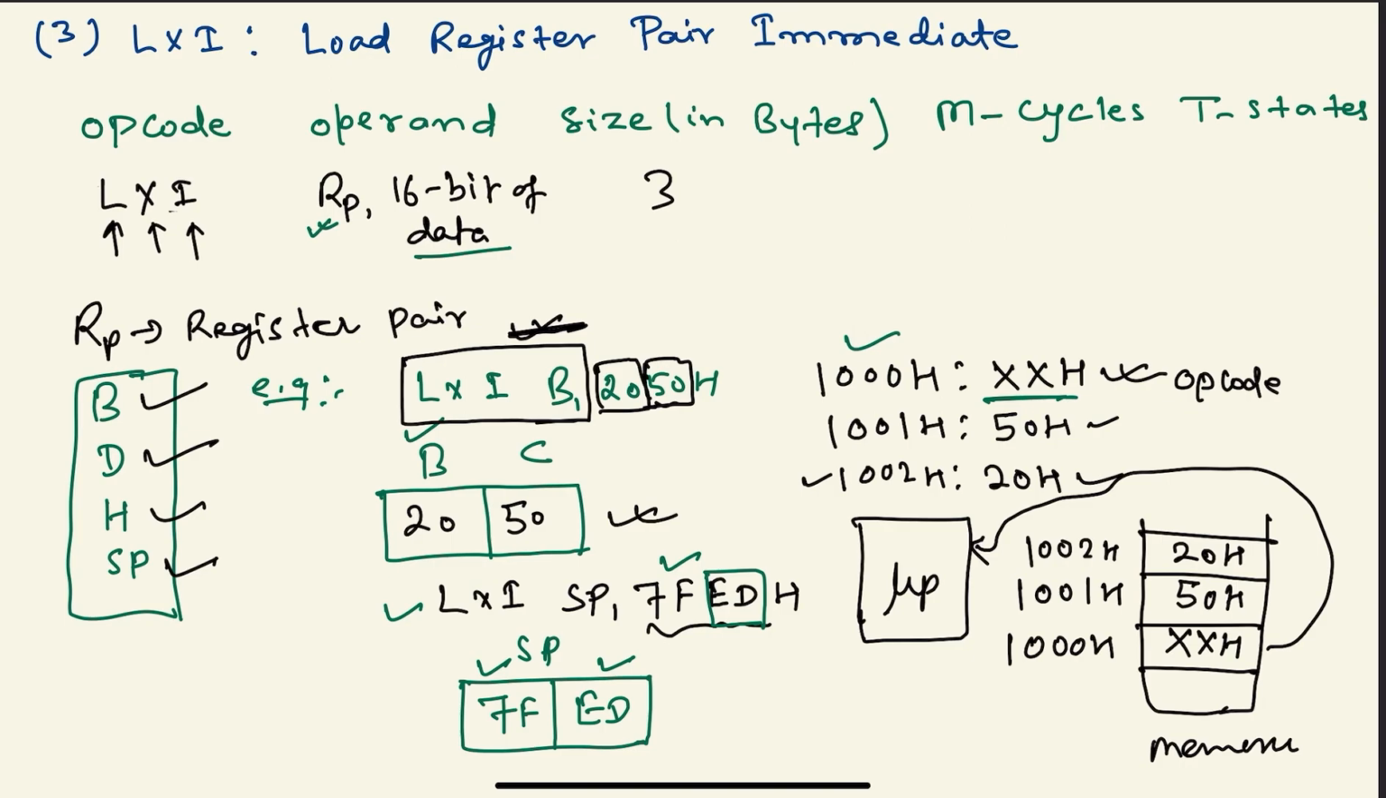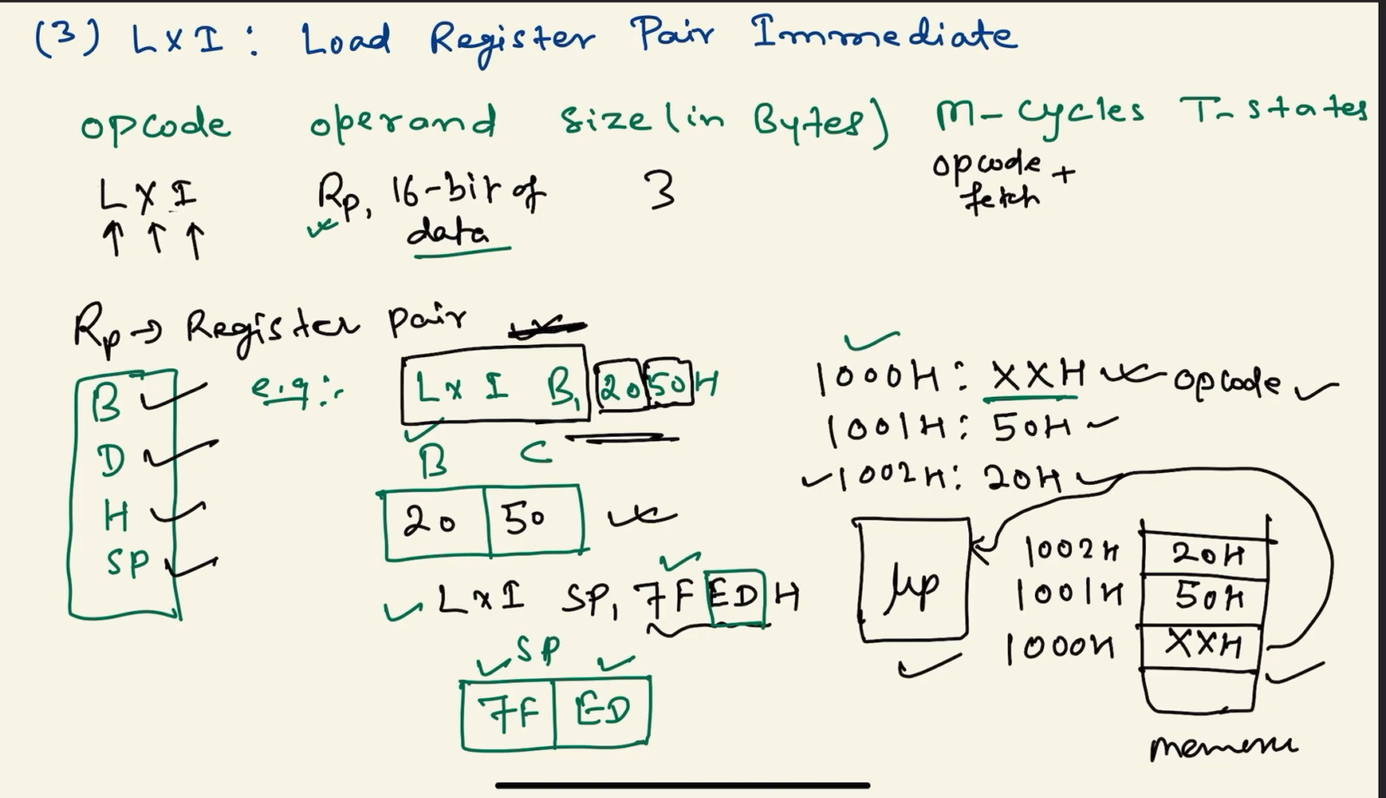Now we'll talk about the machine cycle. For execution of this instruction, the number of times the microprocessor is accessing this memory part is the number of machine cycles for this instruction. First of all, it will take the opcode from the memory. That operation is called the opcode fetch operation.